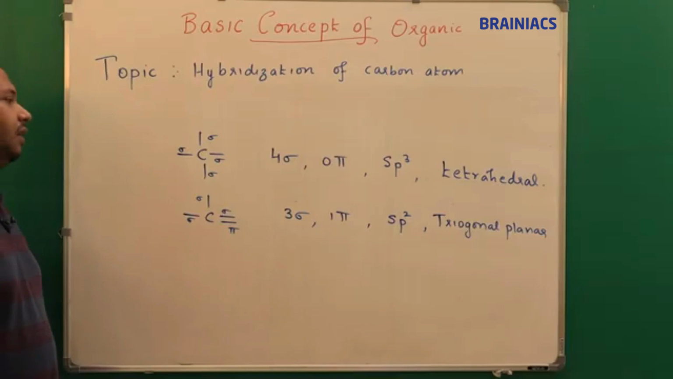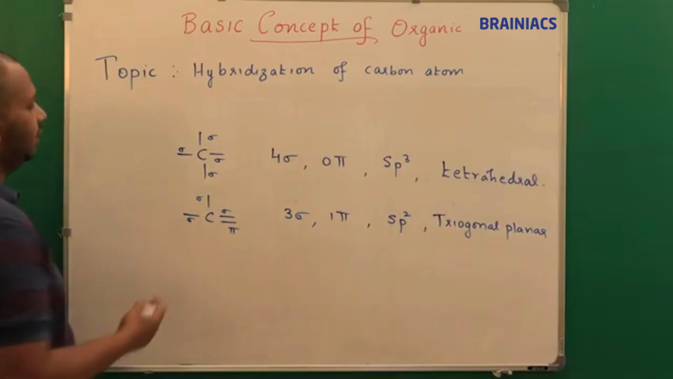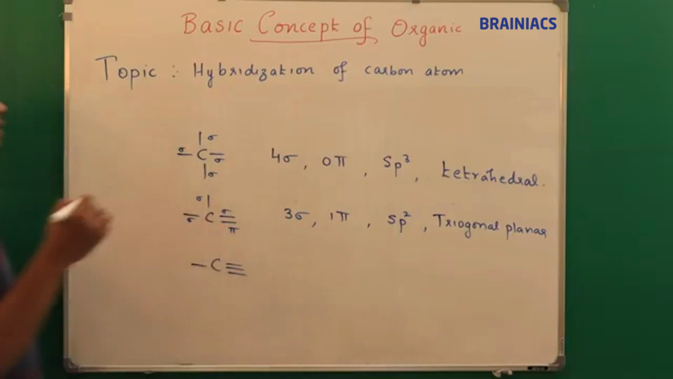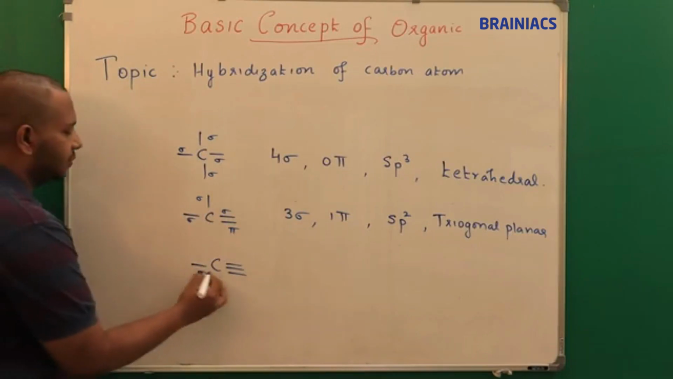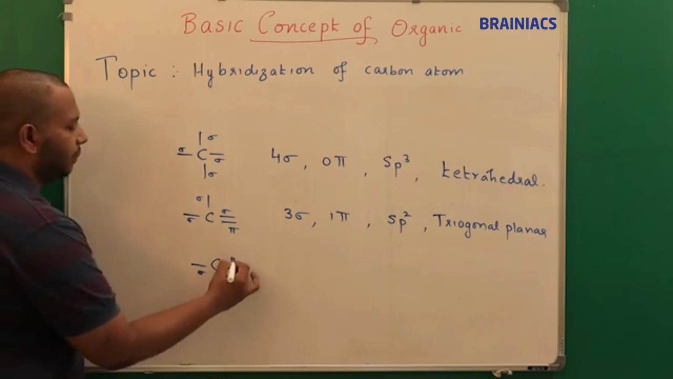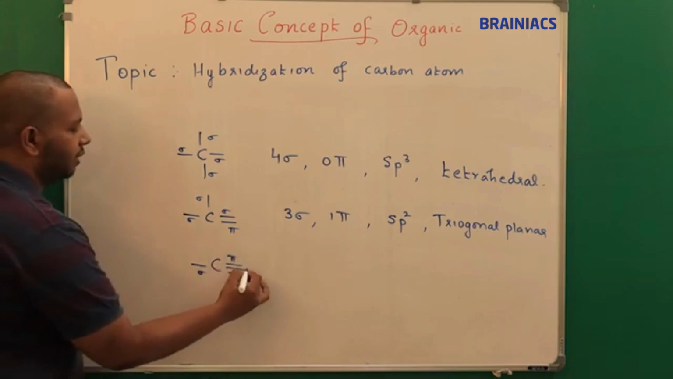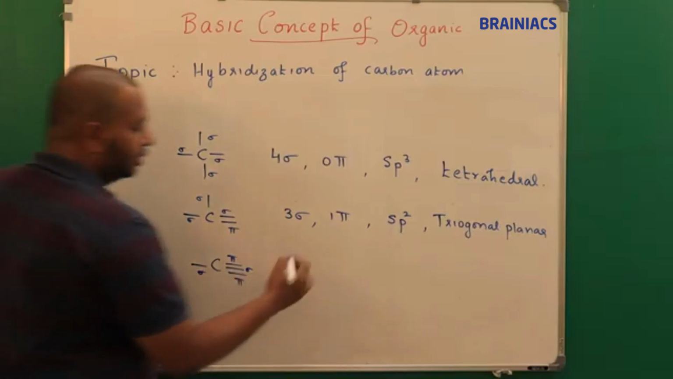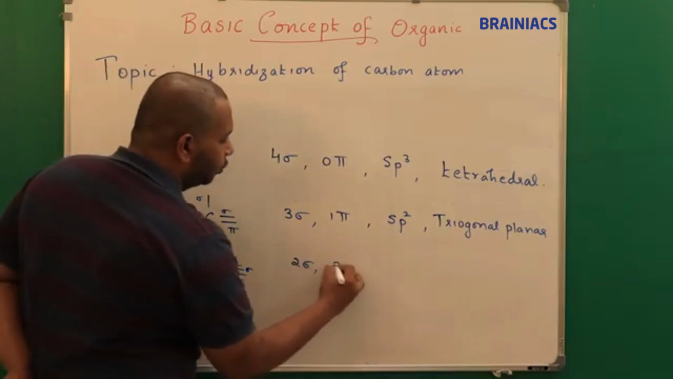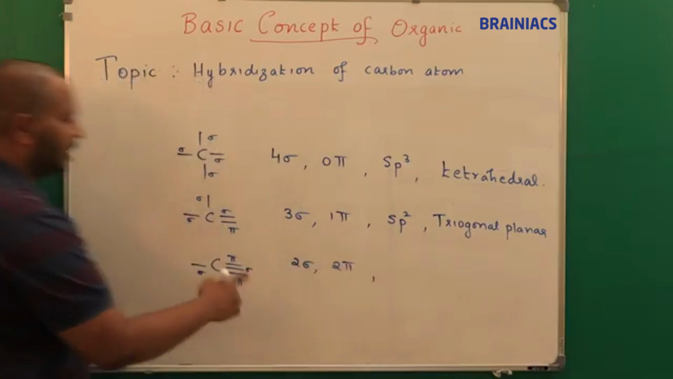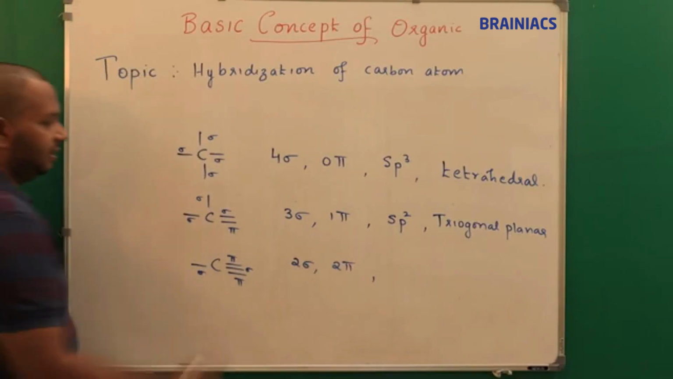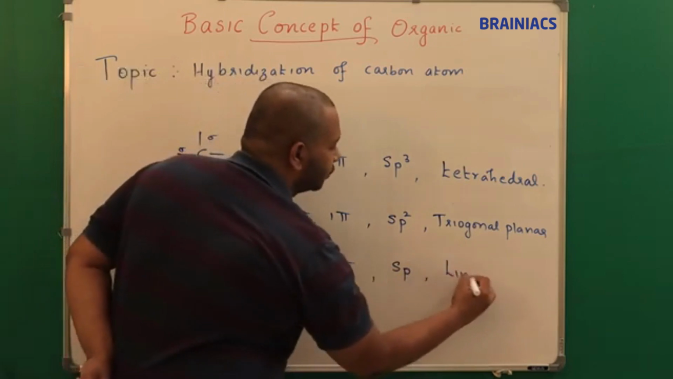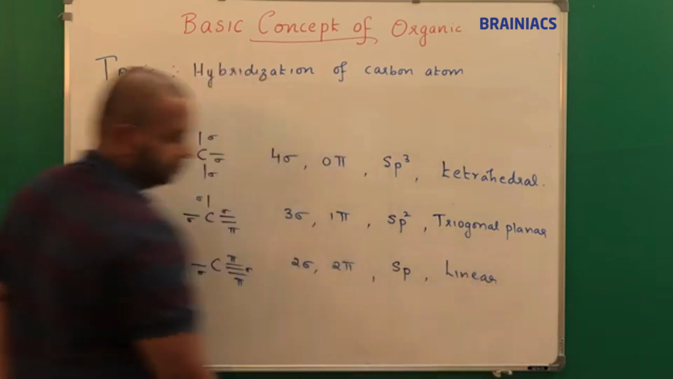Now comes the next one. Suppose it is like this. Now tell me how many sigma bonds? This is a sigma bond, this is a pi bond, this is a pi bond, and this is another sigma bond. So I can say there are 2 sigma and 2 pi bonds. And what is the hybridization here? It is sp hybridization. So sp hybridization means the shape is linear.